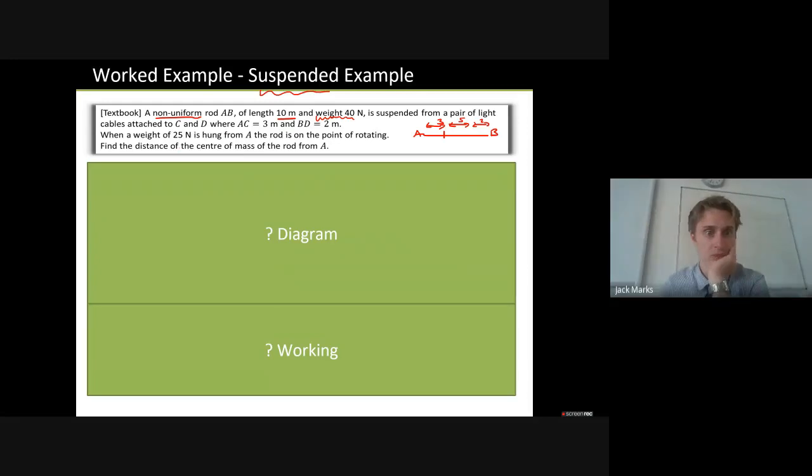When a weight of 25 newtons is hung from A, so in other words, we're talking about doing something like this, 25, not 25g, 25. When it is hung from A, the rod is on the point of rotating. Well, if it was like this, and you put some weight there, and it's about to rotate, which string is it going to ignore? The string that it's close to, or the string that's the other side of it?